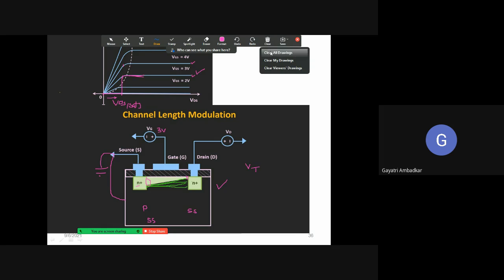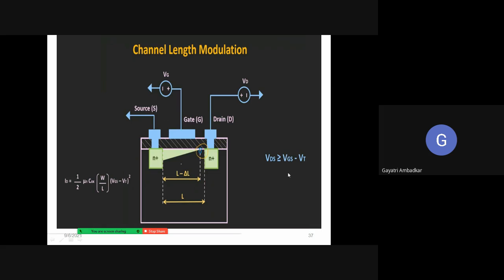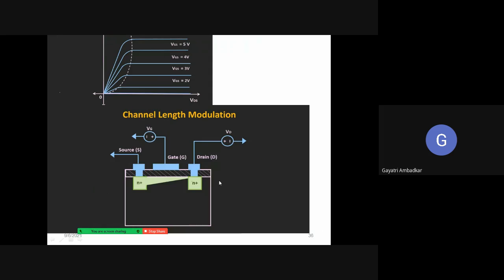After this condition, still if you go on increasing, what will happen? We are calling this effect the pinch off effect. The channel is becoming narrower and narrower near the drain, and one stage will come where the channel will touch at a single point. So what is happening now? The pinch off of the channel is taking place. The channel is pinched off.